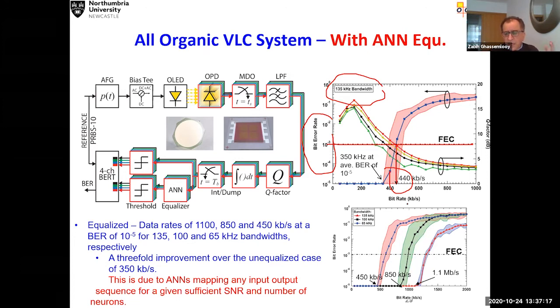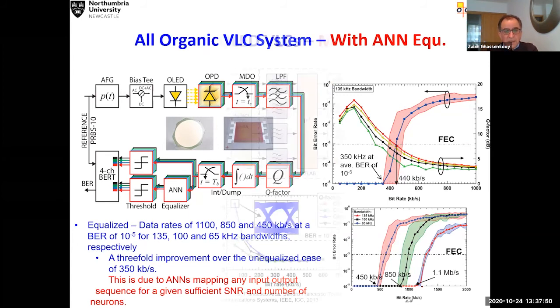And then you can push them up if you want, up to 1.1 megabits per second, if you lower your standard bit error rate from 10⁻³ to 10⁻⁵. And so therefore you can almost increase your bandwidth by 2.5 times to 1.1 megabits.